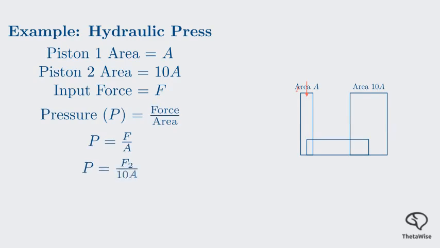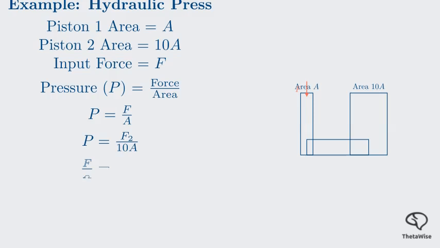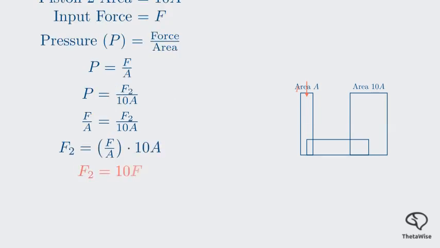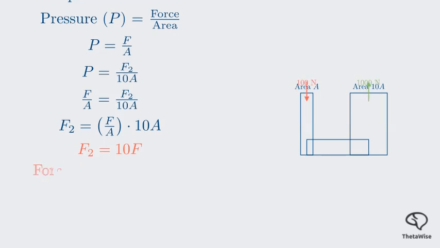So, the pressure created at the first piston, which is force over area, must equal the pressure pushing up on the second piston. We can set up our equation: F divided by A equals the second force, F2, divided by 10 times A. When we solve for the second force by multiplying both sides by 10A, the A terms cancel out. We find that the output force is 10 times the input force. This means if you push with 100 newtons of force, the machine pushes back with 1,000 newtons. You've effectively made yourself 10 times stronger.